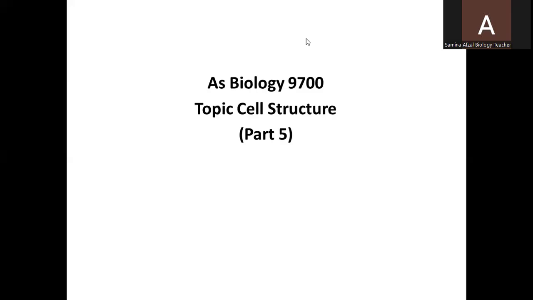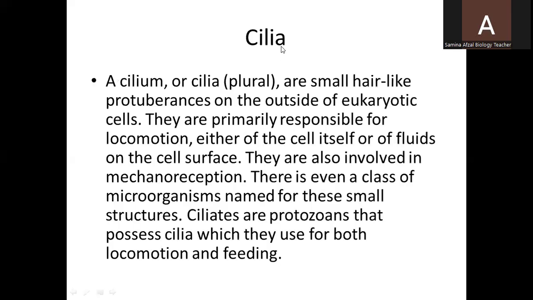AS Level Biology 9700, and today's topic is cell structure. Students, this is the fifth video on this topic, and today's subtopic is cilia. A cilium or cilia are small hair-like protuberances on the outside of eukaryotic cells.